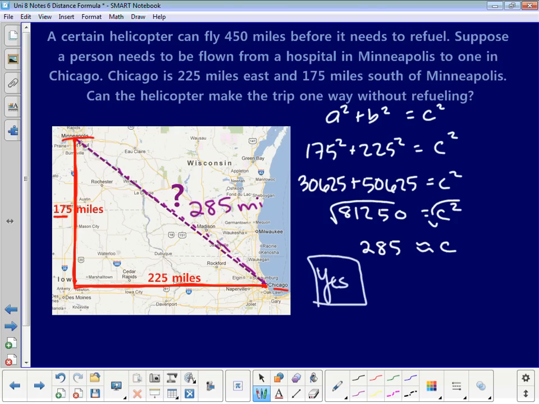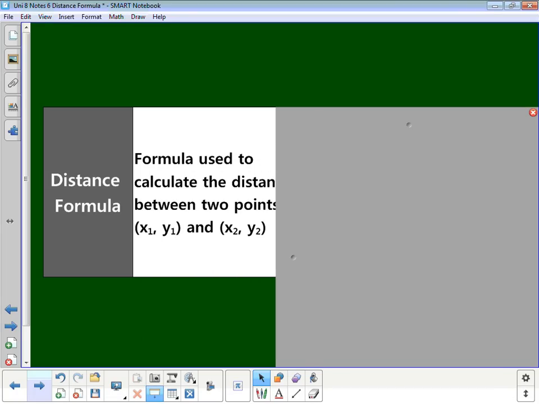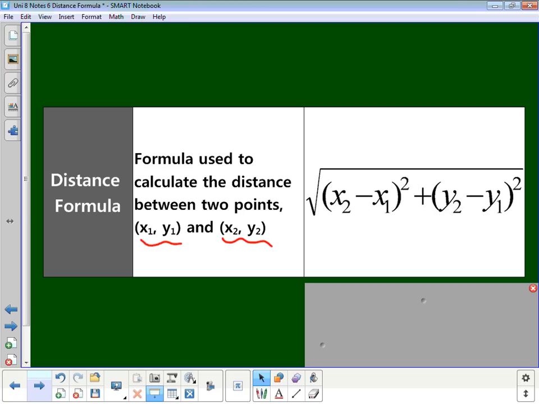Now, the Pythagorean theorem gives us the distance formula, and we're going to look at how that works out. But let's just look at what the distance formula is. The distance formula is what we can use to calculate the distance between 2 points on a coordinate plane. You're going to be given two coordinates, x1, y1, and x2, y2, and we're going to plug them into the distance formula, which looks like this. We take the square root of x2 minus x1 squared plus y2 minus y1 squared. Okay, let's take a look at practicing some of those questions.